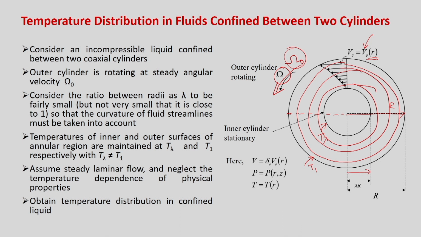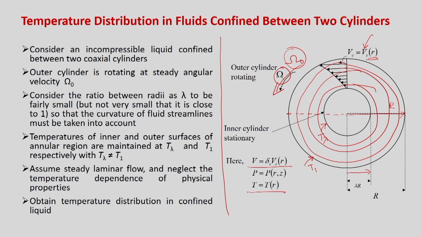So, this is the schematic representation of the problem. Only the v theta velocity exists, and it is a function of r. Temperature is also a function of r, because at the inner cylinder surface the temperature is T lambda, and at the outer cylinder the temperature is T1. Because of this temperature difference, heat transfer takes place in the radial direction.